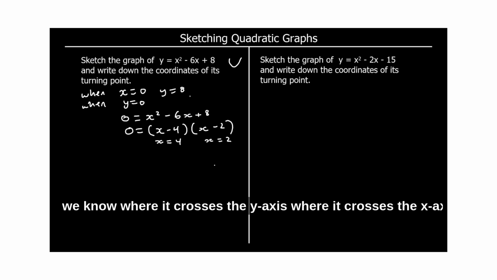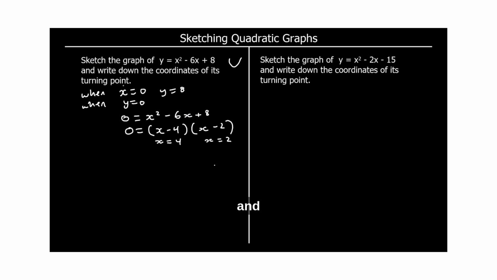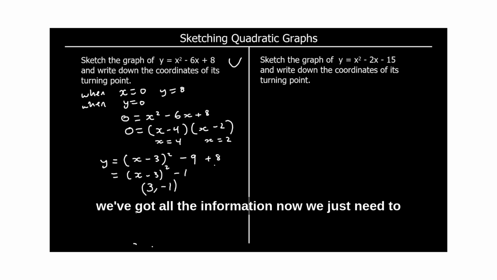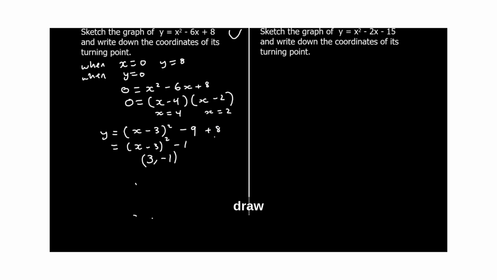So we know where it crosses the y-axis, where it crosses the x-axis. And we want to know its turning point, so we can complete the square for that one. So half of negative 6 is negative 3. Take away 3 squared. So its minimum point is going to be at 3, negative 1. So we've got all the information now. We just need to do a sketch.